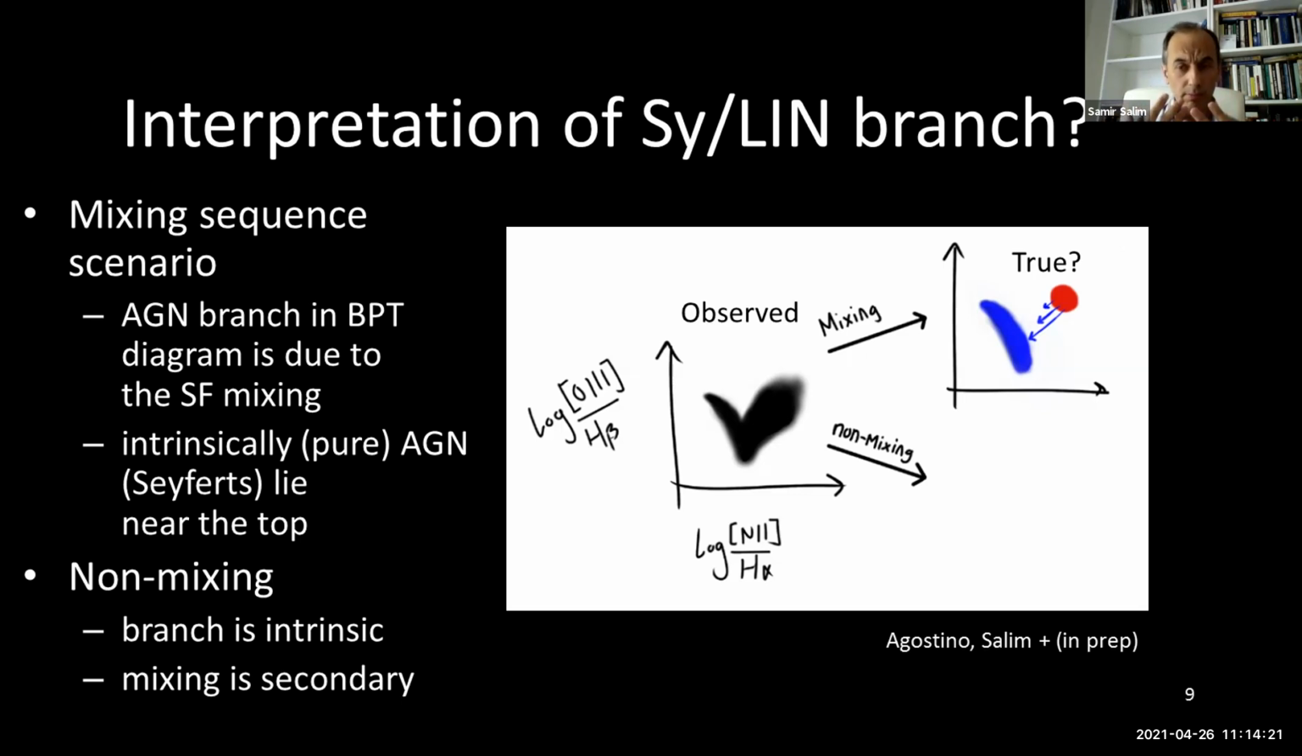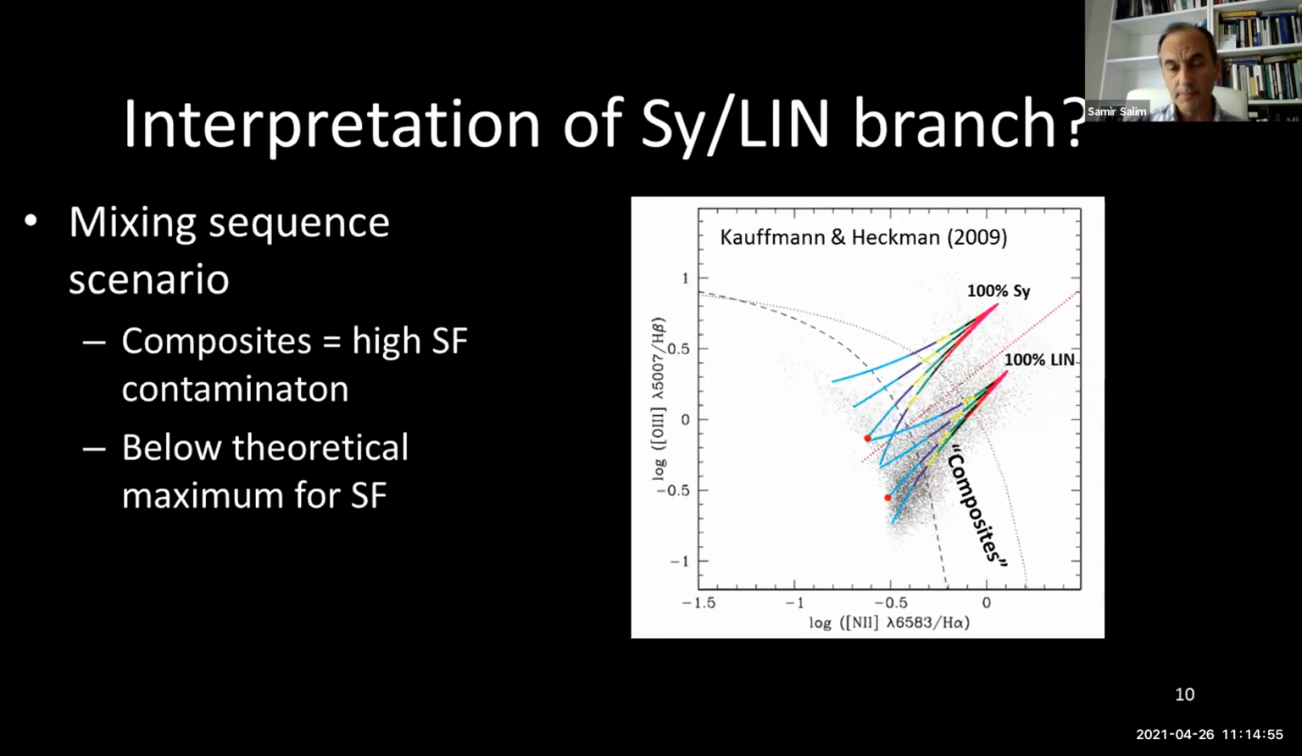And the other possibility is that mixing, while it certainly must be there, nobody's saying that it's not there, is actually secondary, that it doesn't produce such a huge effect, that intrinsically we still have a big range of parameters, but the additional star formation may be shifting things slightly and introducing noise, essentially, to whatever we observe. But that fundamentally, there is a big range of intrinsic properties for Seyferts and maybe also liners.